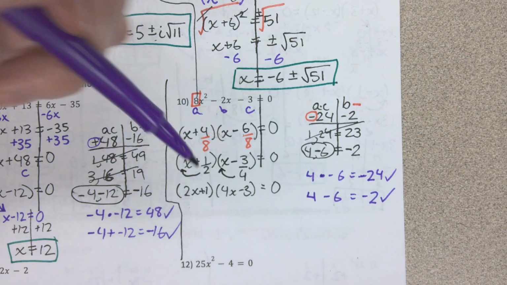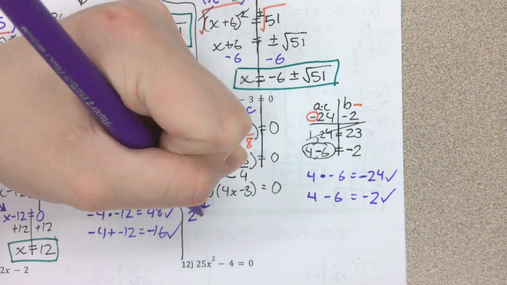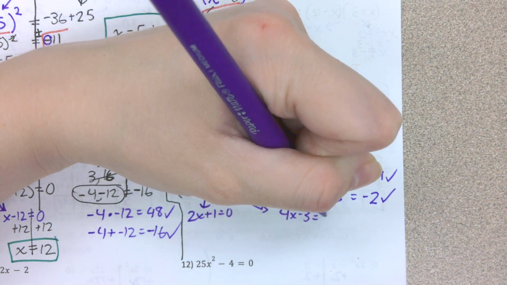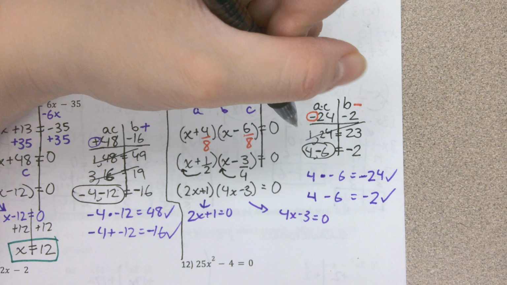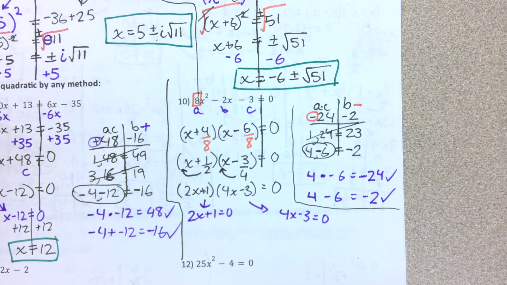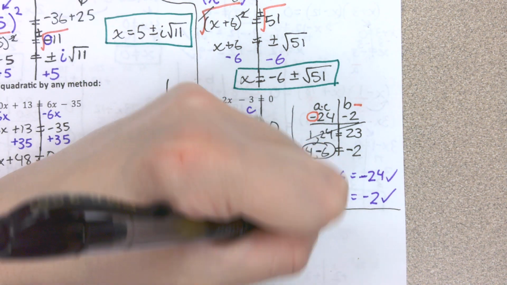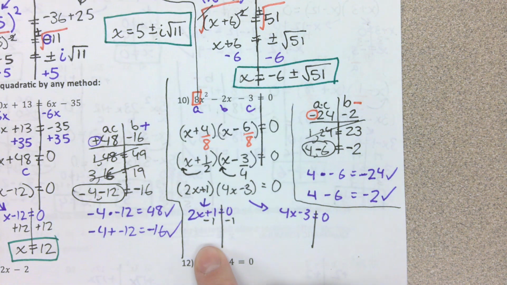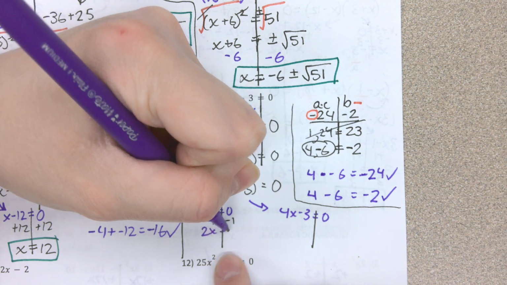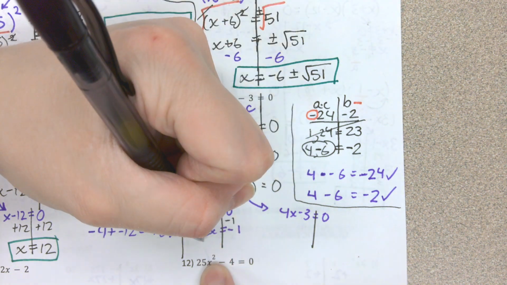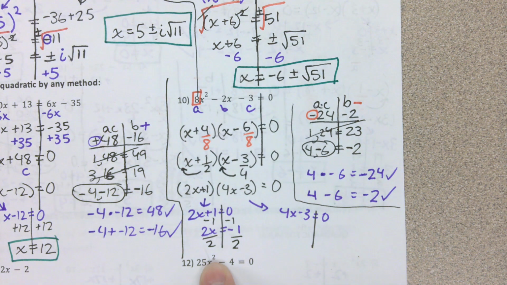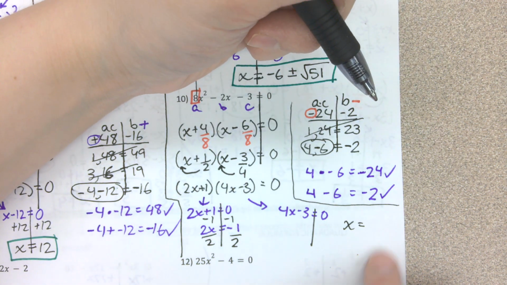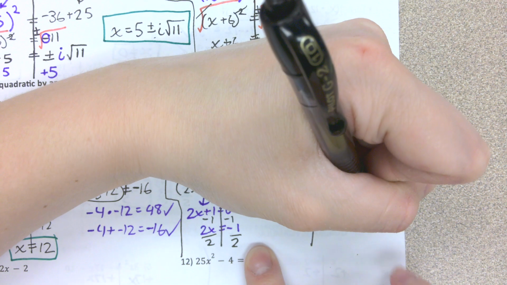All right, now we'll split this up. We have 2x plus 1 equal to 0 and 4x minus 3 equal to 0. Let's solve. 2x plus 1, so I'm going to minus 1. That will give me 2x equals negative 1. Divide by 2. X equals, I'm doing it over here because I'm going to make a list, negative 1/2.